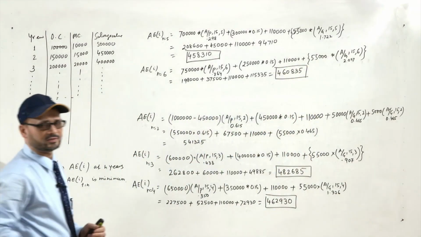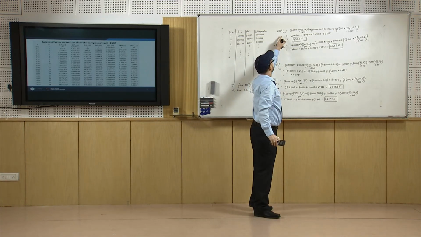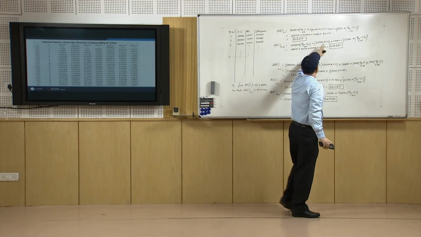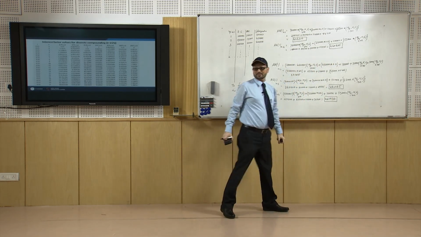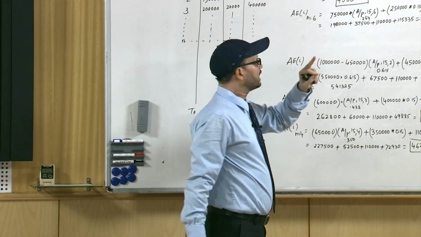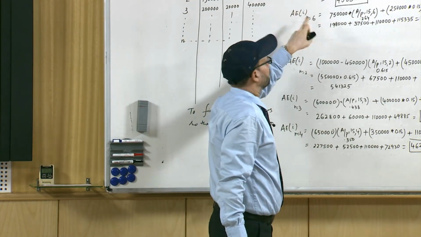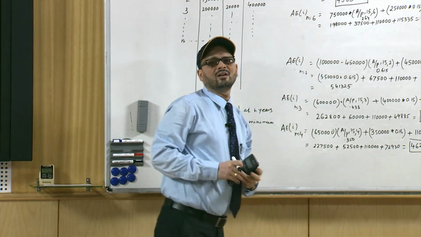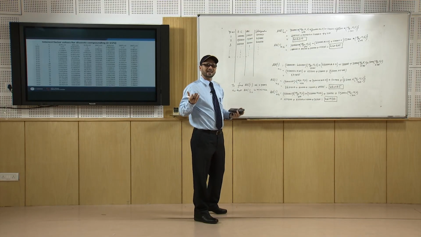Now, what we see is that once you use the equipment from 5 years to 6 years, the annual equivalent value is seen to increase by about 2,500. It means it is economical to use the equipment only for up to 5 years. So, 5 years is the economical life. Now, let us check for one more year. For 7 years we will see that it will increase further.